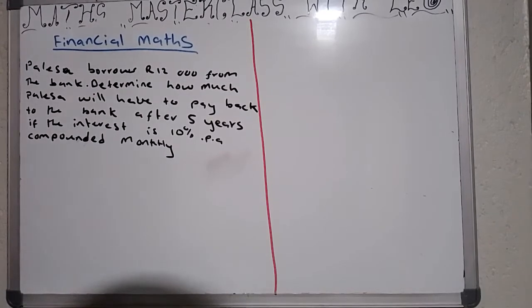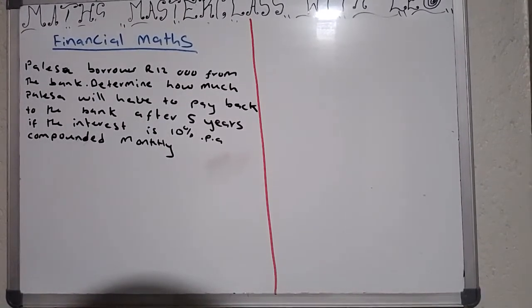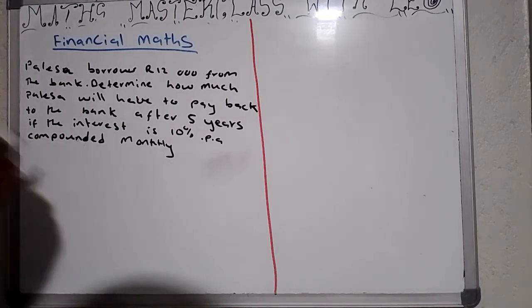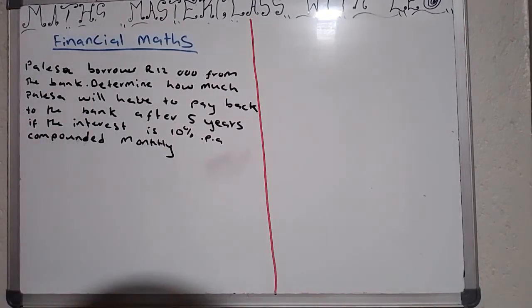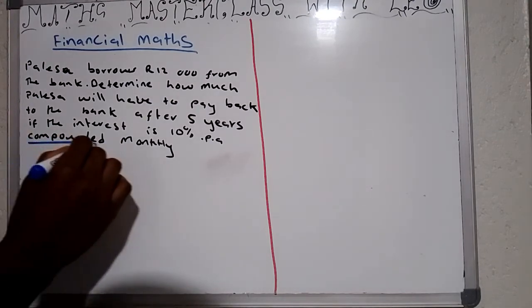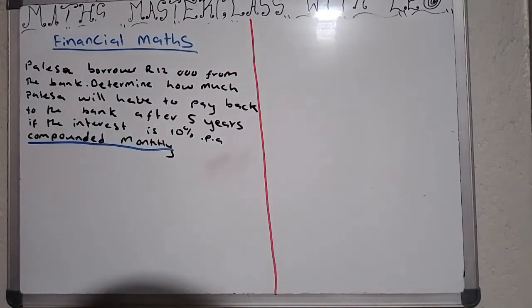Okay, now we have a different question. Palisa borrows 12,000 from the bank. Determine how much Palisa will have to pay back the bank after 5 years, if the interest is 10% per annum, compounded monthly. Compounded monthly. I'm underlining this statement for a reason.